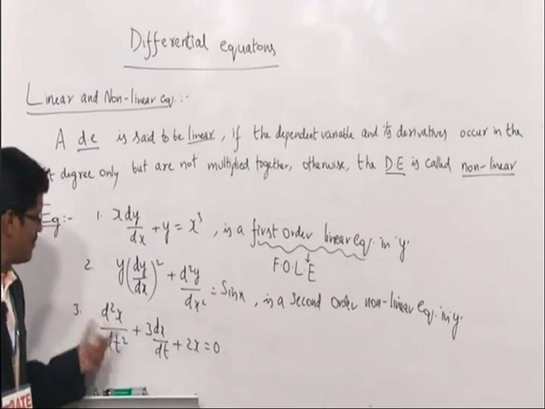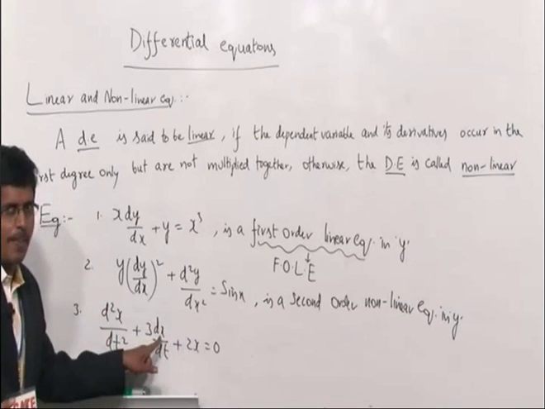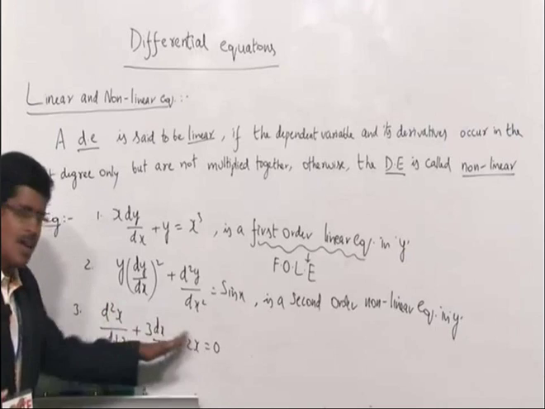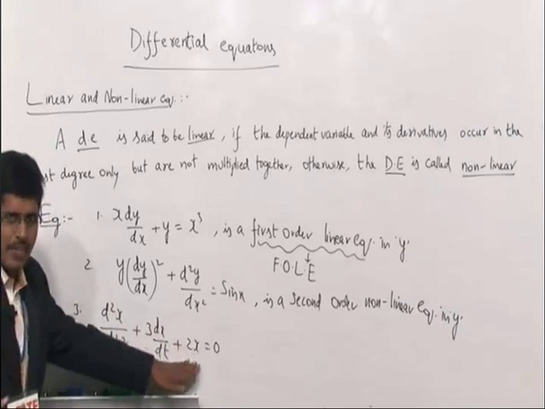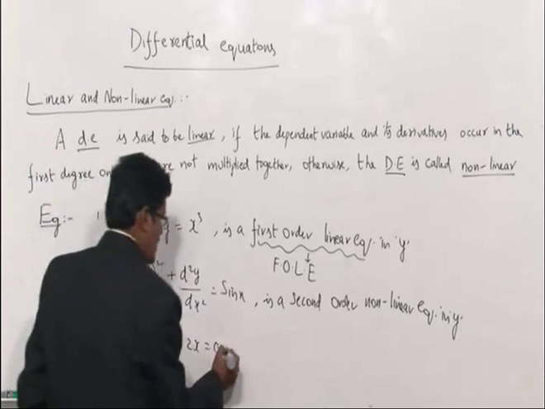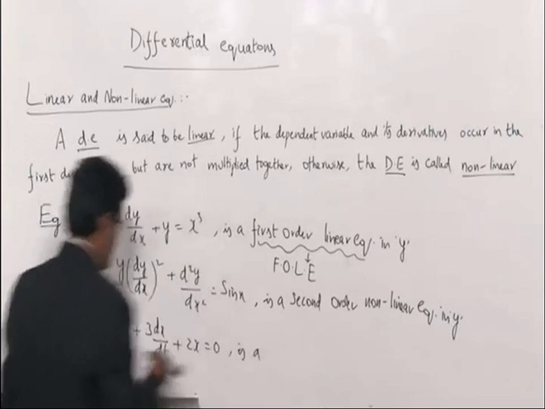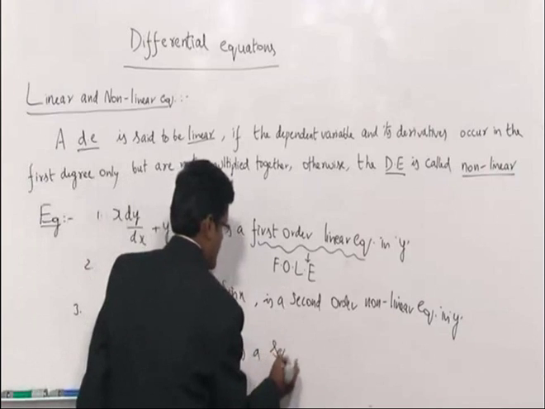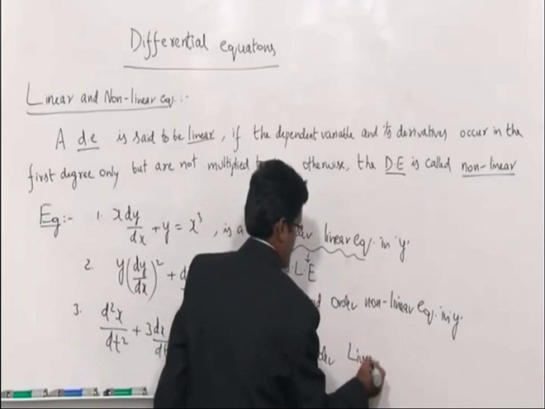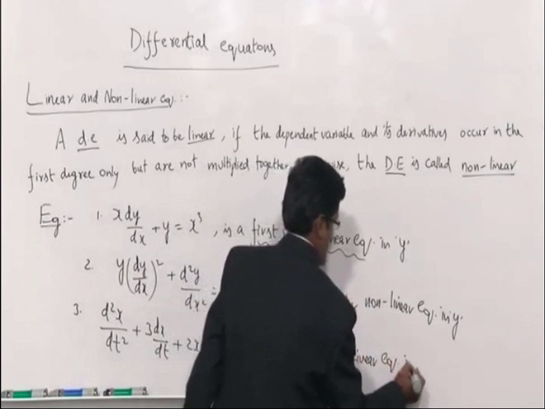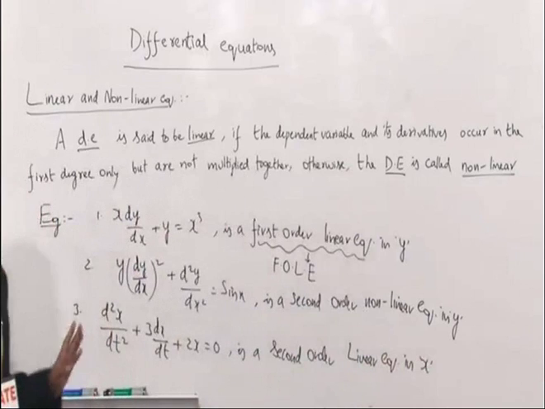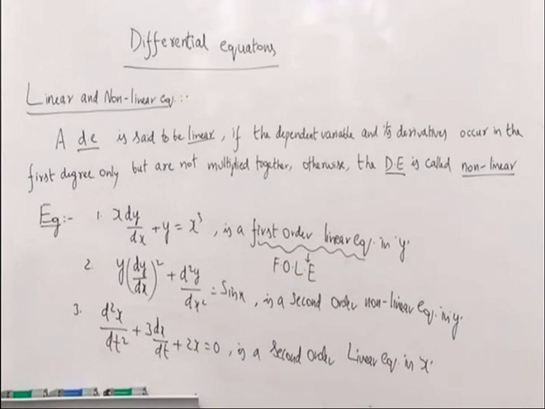Highest derivative is second order, x has power 1, the first derivative has power 1, the second derivative has power, meaning degree, 1. So no two terms are multiplied here. The dependent variable and its derivatives are not multiplying, they are in separate form. So I can say the second derivative is highest, so second order, linear equation in x. So that means for any two variables, one is dependent and the other is independent. Okay, copy down.